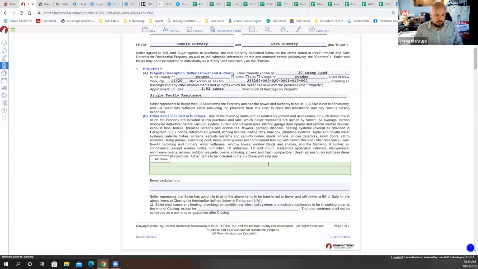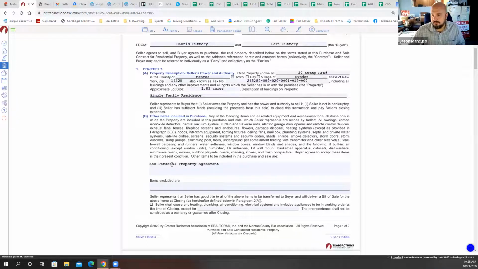So what I'm going to do here is, because this section here that's blank is asking other items to be included in the purchase and sale are, and I'm going to say, see personal property agreement. So this way, contractually, it's referring to this agreement. And then that way, that now becomes part of the contract. And I'll show you another spot where that reflects to in a little bit.